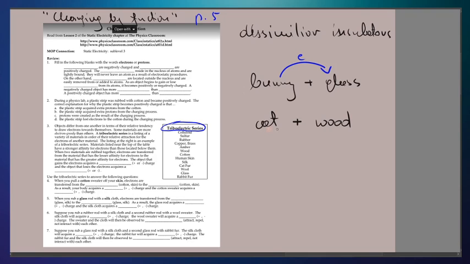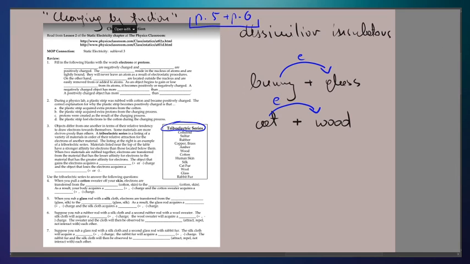So if you have a cat and you have wood, the two come in contact. What happens is electrons will be transferred. Which way? They'll be transferred from cat to the wood. Why is that so? Because cat is lower on the series than the wood. So the electrons will always move towards the object that is higher up on the series. And with that, you can complete this worksheet, which is pages 5 and 6, and that will do.